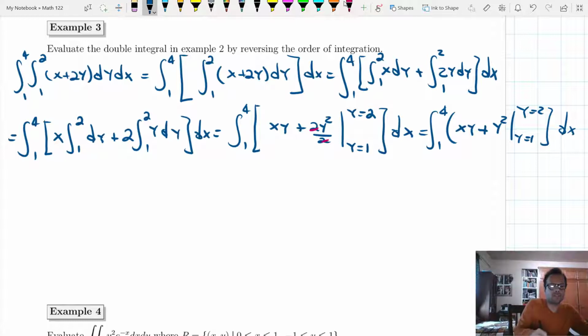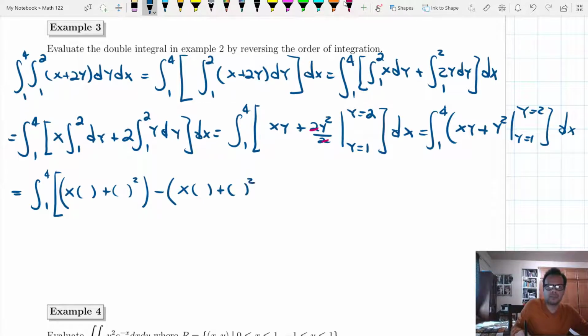Okay, so let's use the fundamental theorem of calculus for the inner part of the integral, right? That will be x times quantity plus quantity squared, minus x times quantity plus quantity squared, that times dx. All right, so we're going to plug in the upper limit first, which is 2, and 1, which is the lower limit. All right, and let's simplify this.